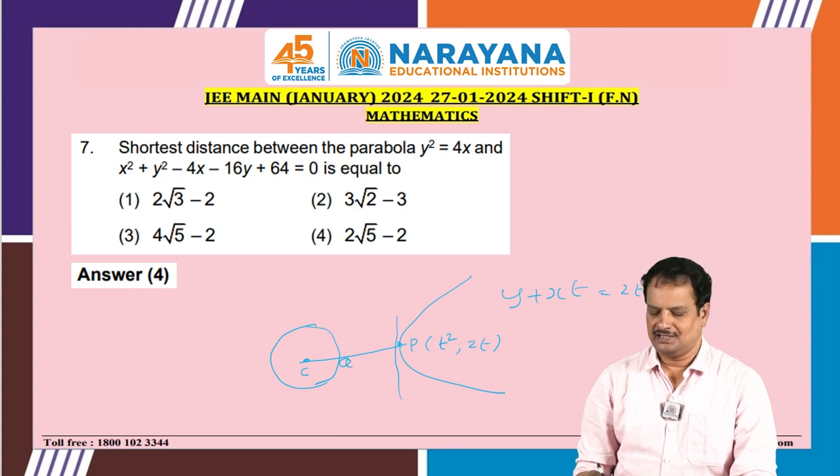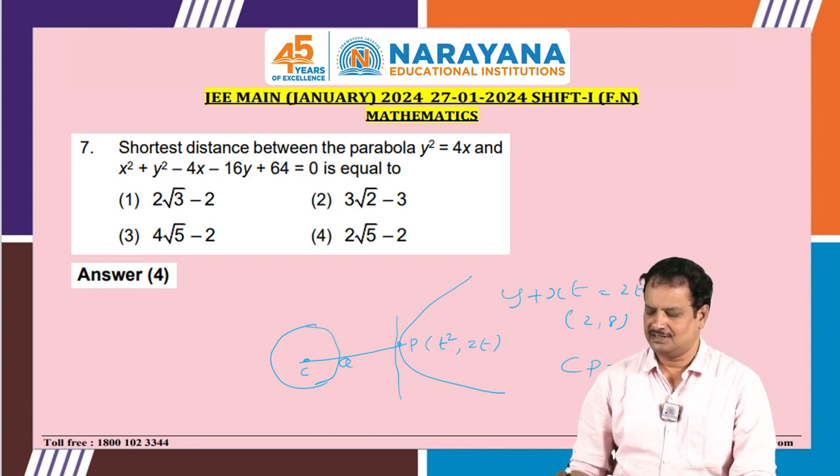The tangent at this point is actually not required, only the normal at this point. So the normal at this point must pass through the center of the circle. Now the center of this one is what? 2, 8. So if you substitute 2, 8 in this one, you will be getting the t value for this point. Once you get the t value for this one, find the distance of P from the center, that is the CP, of course.